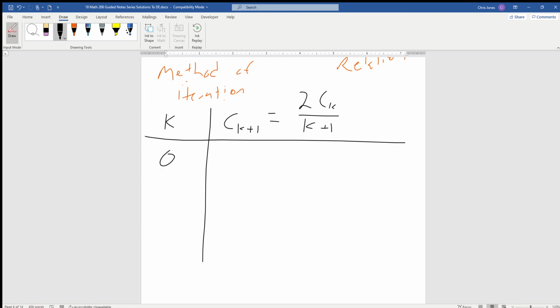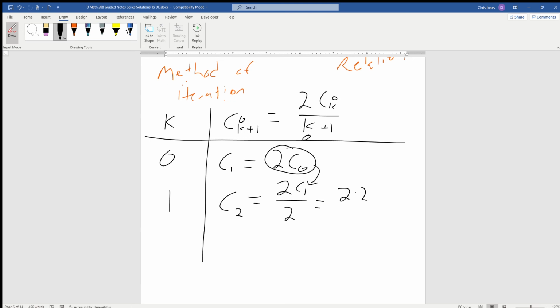Okay, so when k is equal to 0, that means we just get c sub 1 is going to be equal to 2c sub k, or c sub naught, excuse me. All I did was plug in 0. For when k equals 1, c sub 2, so now I'm just plugging in 1, is going to be equal to 2c1 divided by 2. But remember, c1 is really 2c0, so we're just going to plug that back in, and this just becomes 2 times 2 times c0 over 2. So let's hold on to that. And I know we can simplify that down into 2c0. Let's just hold on to that for now.